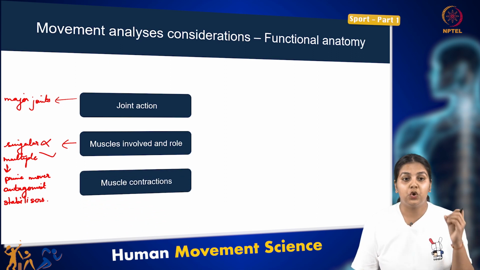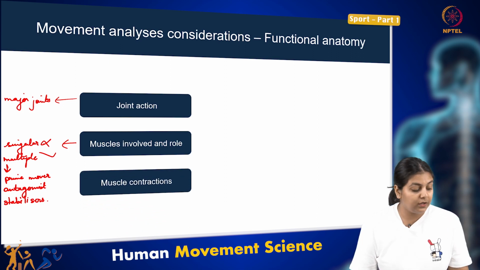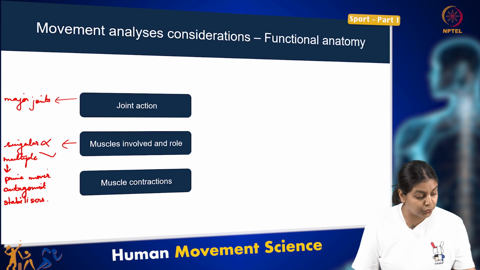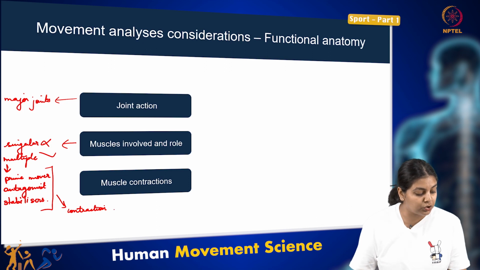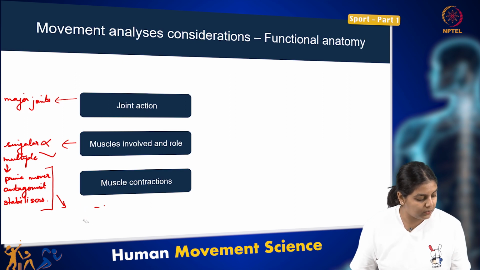So now that we've looked at joint action and the muscles involved, the next thing to do is for these movements, what is the contraction? Right? Now we do know that if it's a prime mover and it's moving the arm, it's usually going to be concentric. So type of contractions, probably not a good idea to write here.